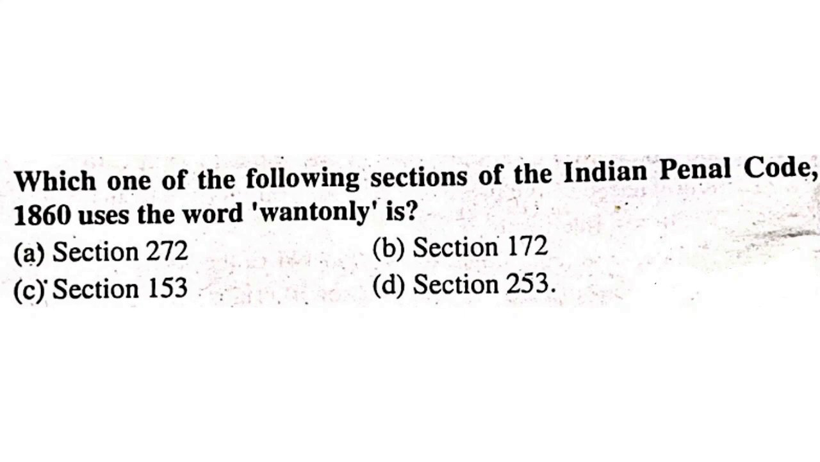Which one of the following sections of the Indian Penal Code 1860 uses the word wanton only? It is section 153. Wanton is used in section 153: wanton giving of provocation with intent to cause riot. Wanton is a deliberate and unprovoked way of causing a riot. Under section 153, the word wanton is used.